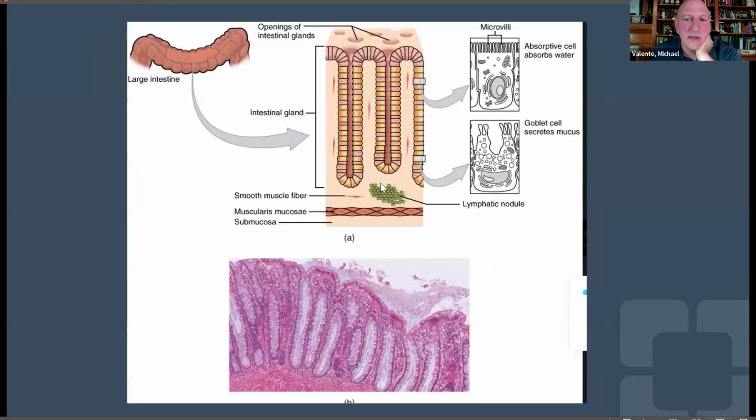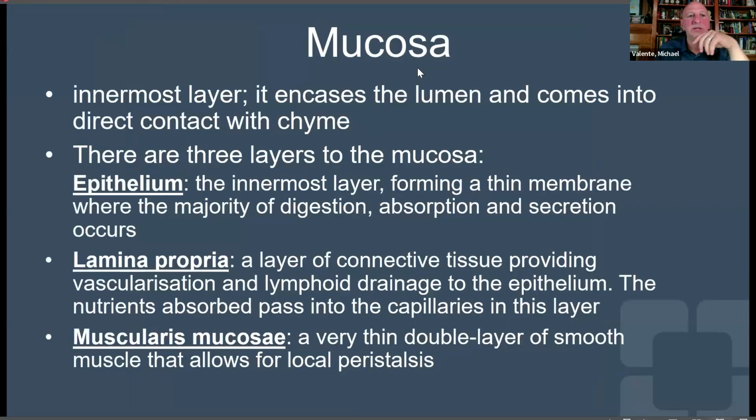Once again, the epithelium of the colorectum and somewhat the anus as well is mostly of these large glands which have goblet cells which secrete mucus, and they absorb a lot of water in the colon and the rectum. So the mucosa, the innermost layer, encases the lumen, with three layers: epithelium, lamina propria, and the muscularis mucosa. Well, this is just a big overview.